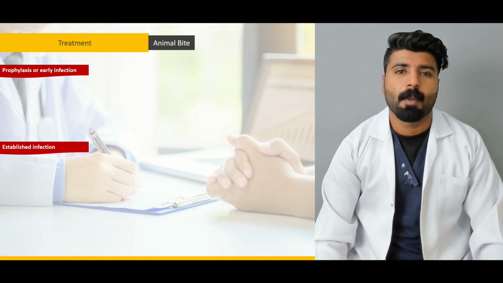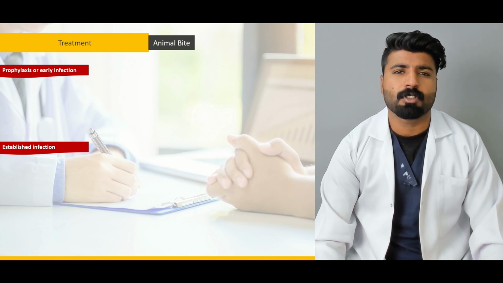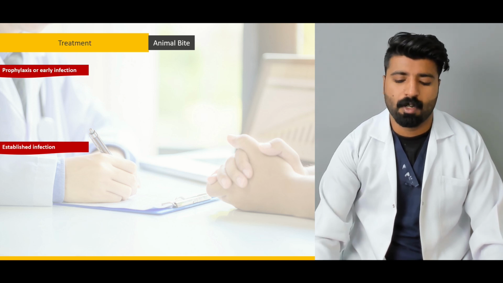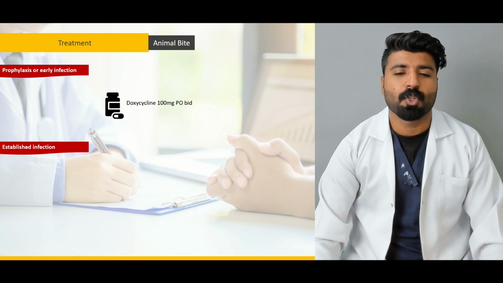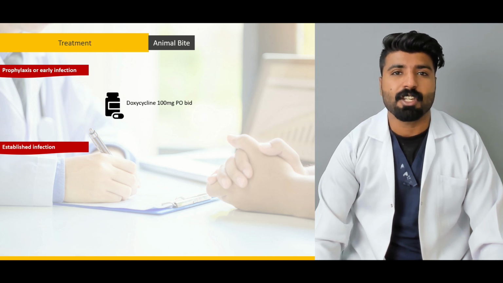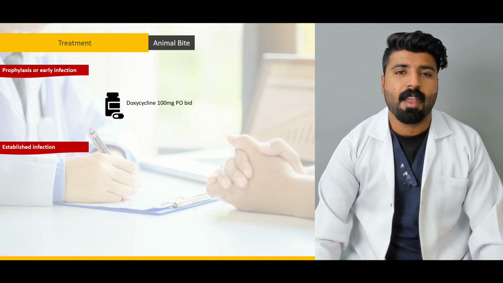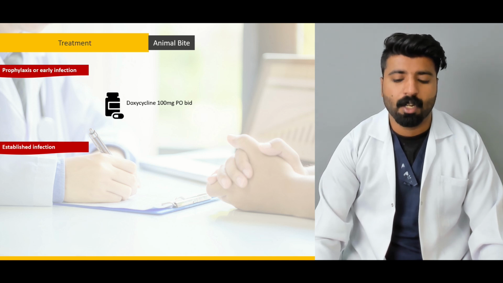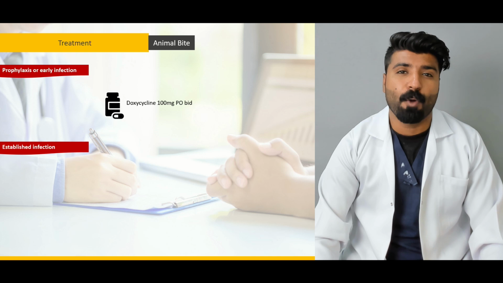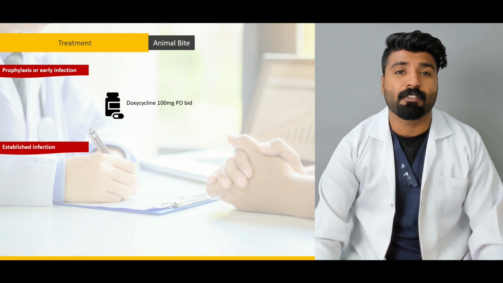But if it was just a dog who was not rabid and it bit you or just scratched you, what will you go for? First of all, it's prophylaxis. You go for doxycycline, which is 100 milligrams per oral BD. BD meaning in the morning and in the night, like after 12 hours, for some days you take doxycycline. Now this is prophylaxis so that you don't get any kind of infection.